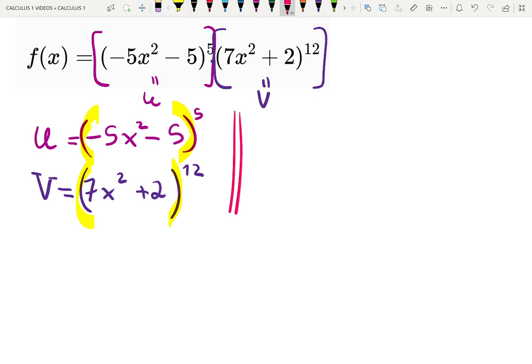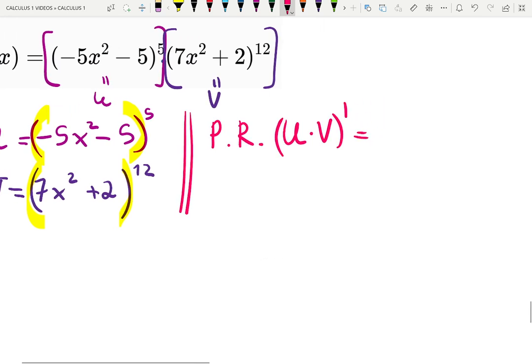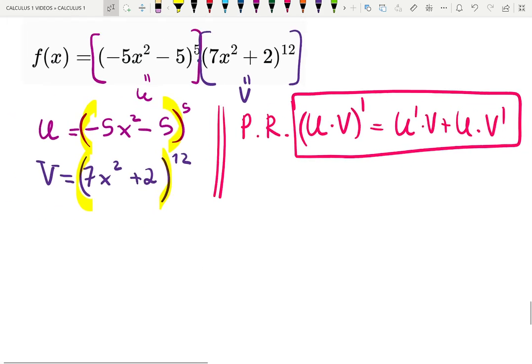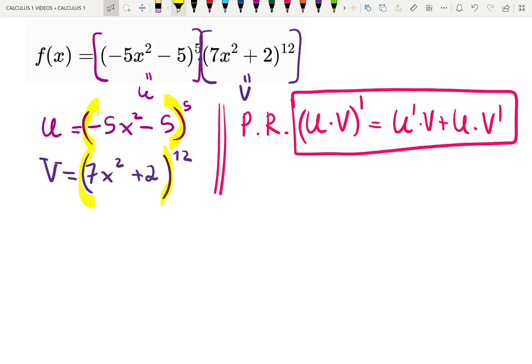Let me remind you the formula. Product rule, u times v prime, this is how I teach it, each instructor teaches it differently. u prime v plus u v prime. I like this notation because it's short. Derivative of times copy plus copy times derivative. Product rule. So we're starting with differentiating the first function u.